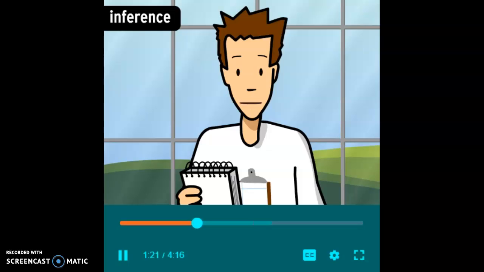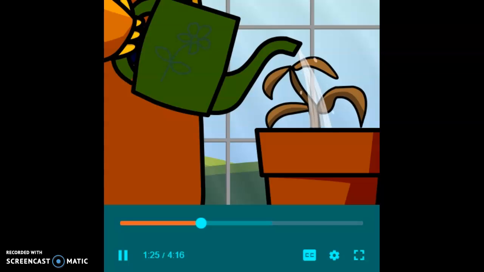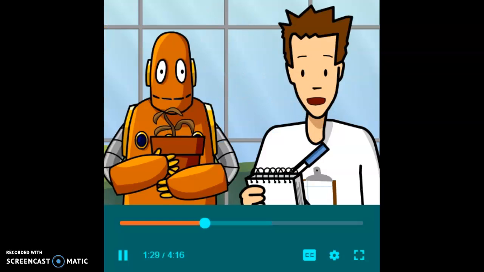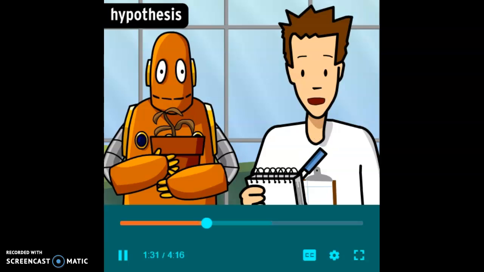An inference is a conclusion about our observations. From what we've observed, we could infer that Moby is watering his plant too much. Now we translate our inference into a hypothesis.